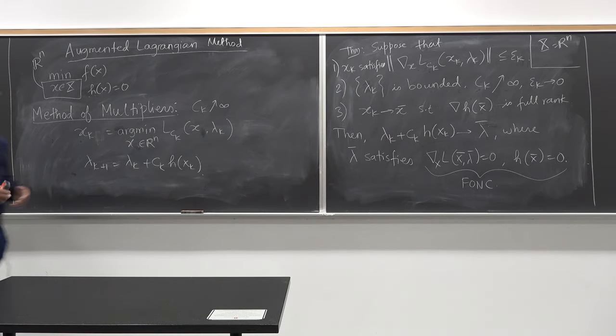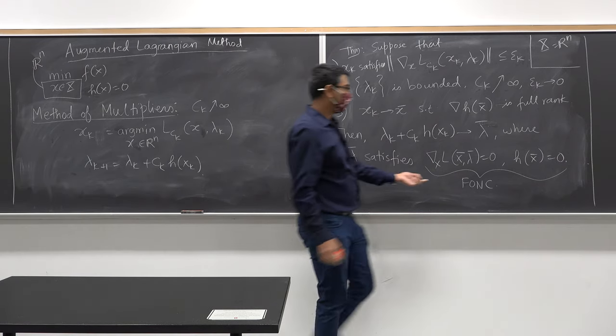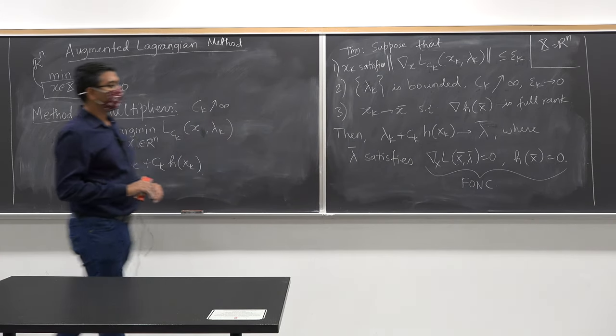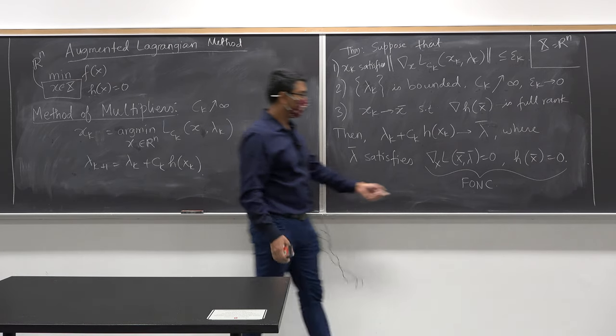Now you know very well by now that in optimization, if you're using optimization algorithms, you can only converge to a point that satisfies FONC. And if it is convex, you are in good shape because you get optimality for free. If you are non-convex, you just have bad luck. You can't help it. This is pretty much what you can get in the limit.